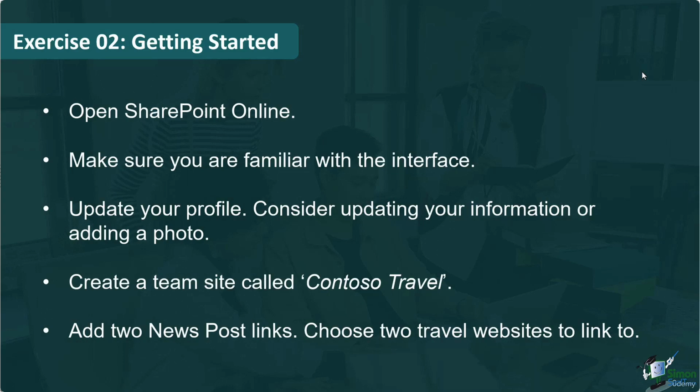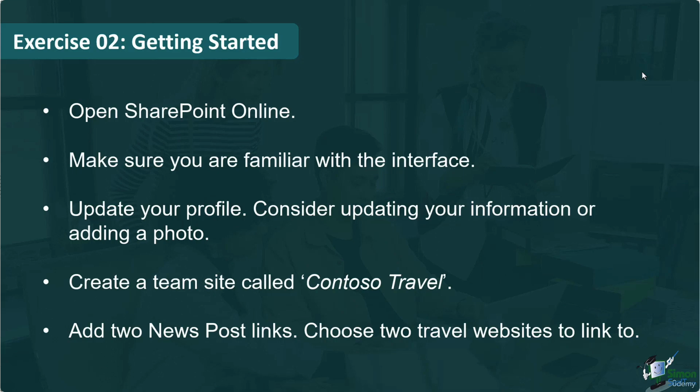It's time now to do exercise 2. In exercise 2, we're going to practice some of the skills that we've learnt in this section of the course, and this section was about getting started with SharePoint. So the first thing I'd like you to do is simply open SharePoint Online and make sure that you're logged in. And I'd like you to ensure that you're familiar with the interface so you know where everything is. I'd like you to think about updating your profile. So consider updating your information or maybe even adding in a photo.